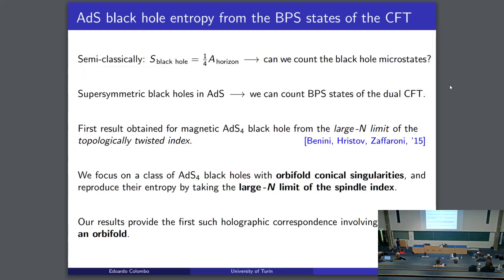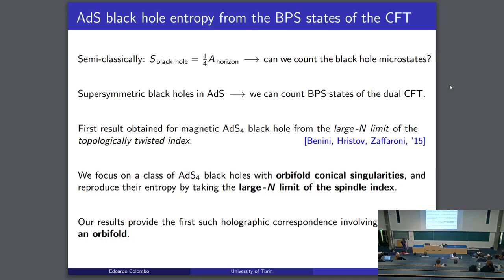We know that semi-classically, the entropy of a black hole is proportional to the area of the event horizon, but we would like to reproduce this by counting the black hole microstates. For a supersymmetric black hole in anti-de Sitter, we can count the BPS states of the dual SCFT. There's a very famous work by Benini, Hristov, and Zaffaroni, in which this was first achieved for a class of AdS4 black holes by taking the large N limit of the topologically twisted index.